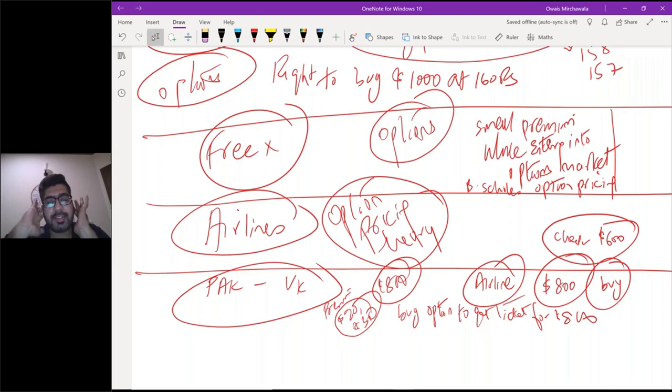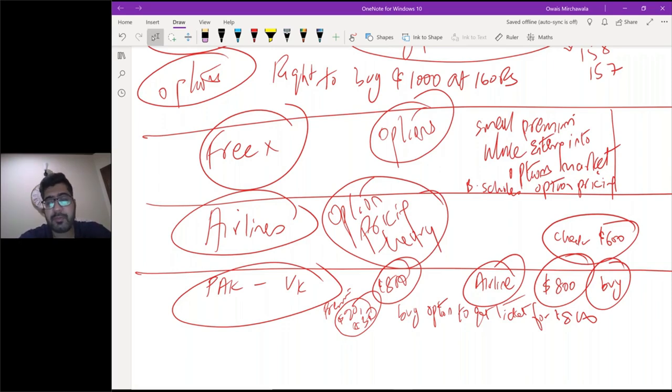Okay, so I said that let's suppose we want to travel from Pakistan to UK and we checked the fare on the airline's website. The fare was $800. I bought the ticket. Suddenly, after a few days, I again checked the fare. I was getting the same ticket for $600. So I said, okay, what did I do? What the hell mistake I made? I should have waited.